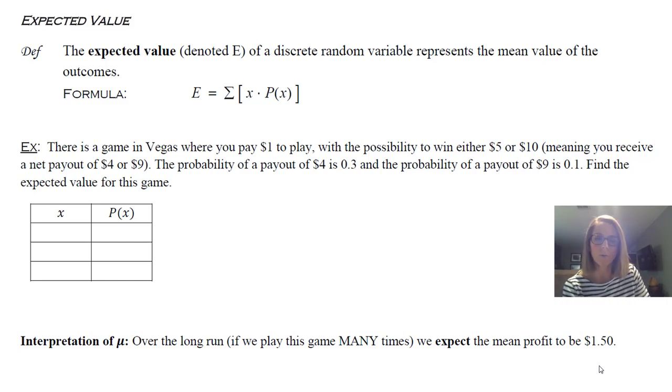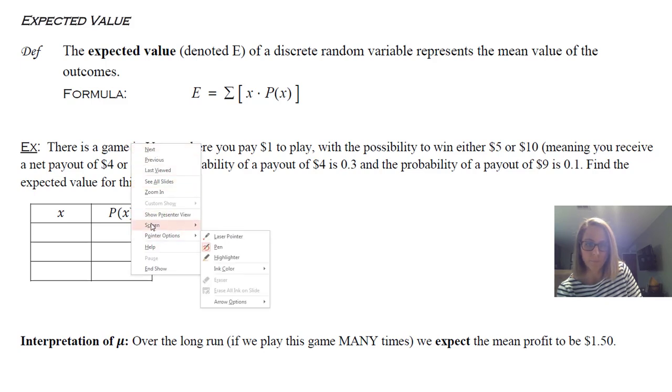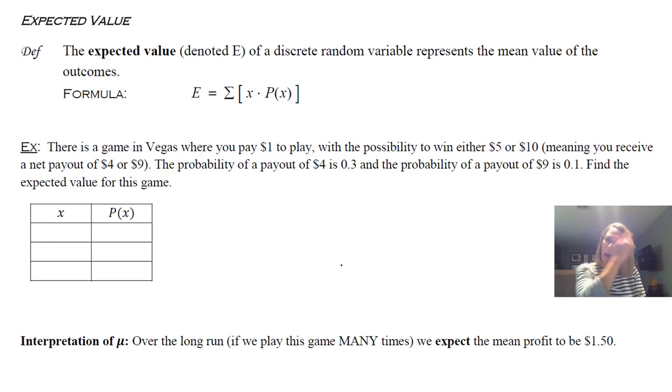Hello. So this is going to be the second part of section 5.1, just the last page, which is still the idea of discrete probability distributions, but we're going to talk about it in terms of expected value. So the expected value, understand that it represents something that we've actually done many times, which is just the mean.